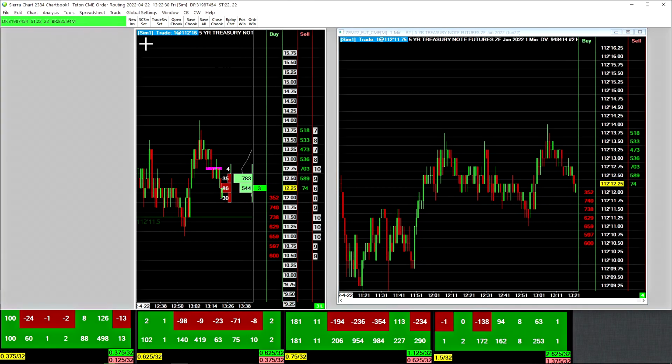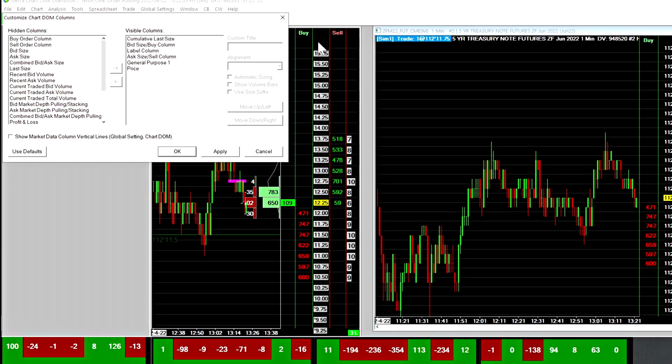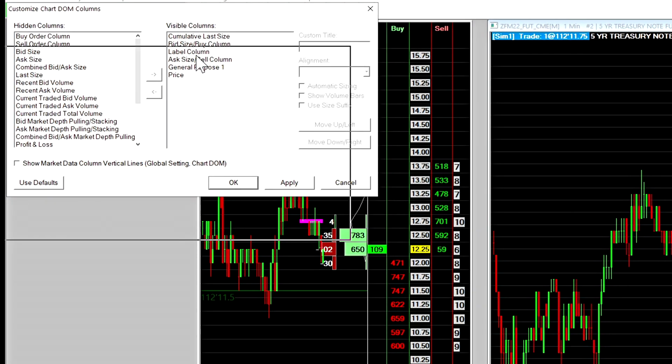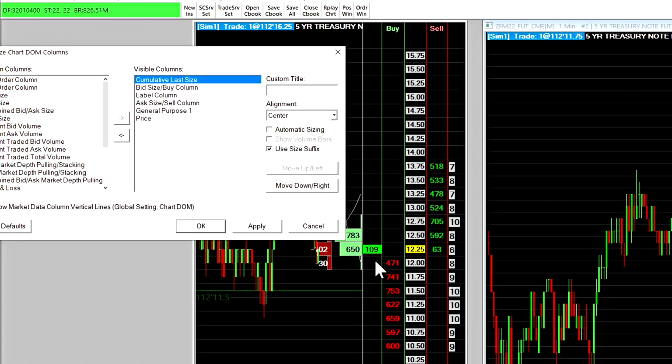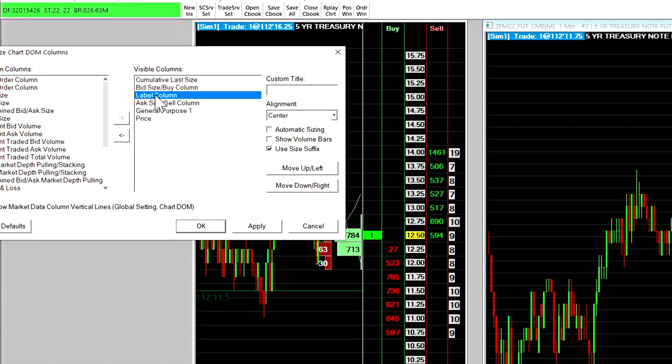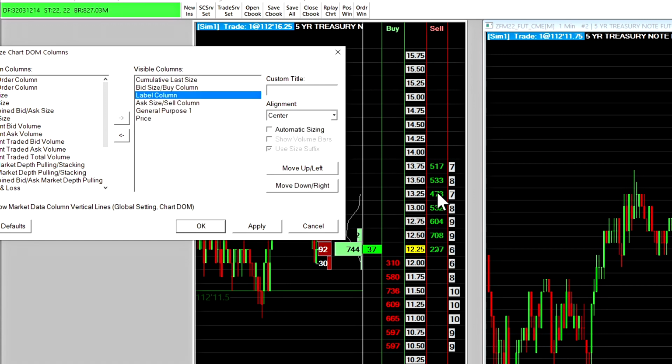So I will go to my chart, select trade, then customize chart trade DOM columns. And you can see here, these are the columns that we have. We have the cumulative last size, which is basically just showing us the volume at the last traded price. And then we have the bid size by column, label column for the price, and the general purpose 1 column. The price column is still there, but it is hidden away in the chart settings. We actually show how to do that in the video we made for the study to get the thinner price column.